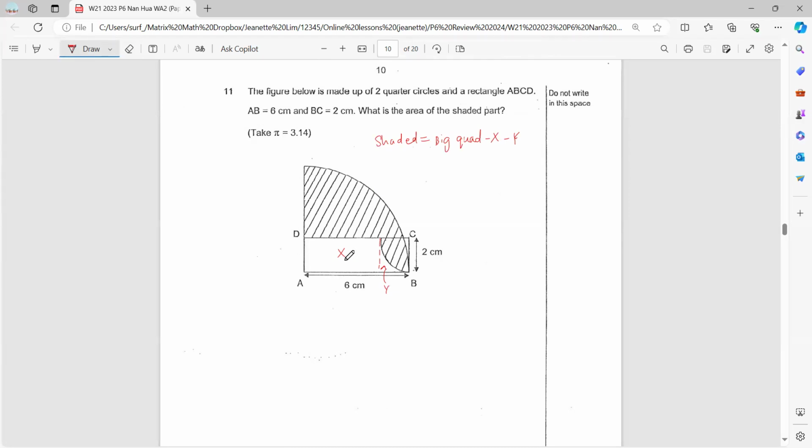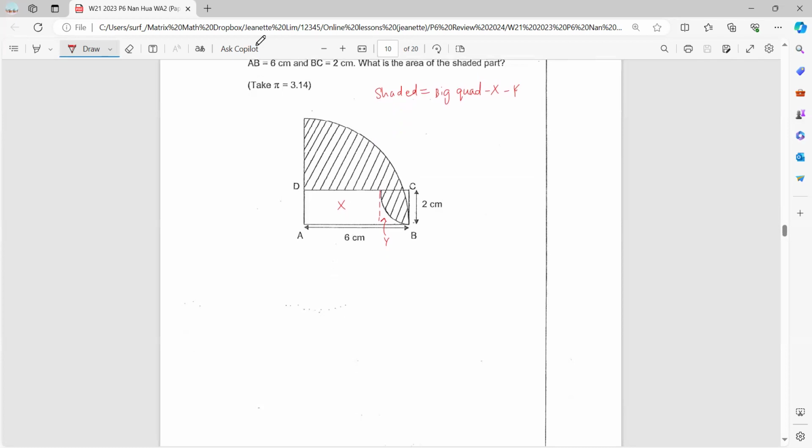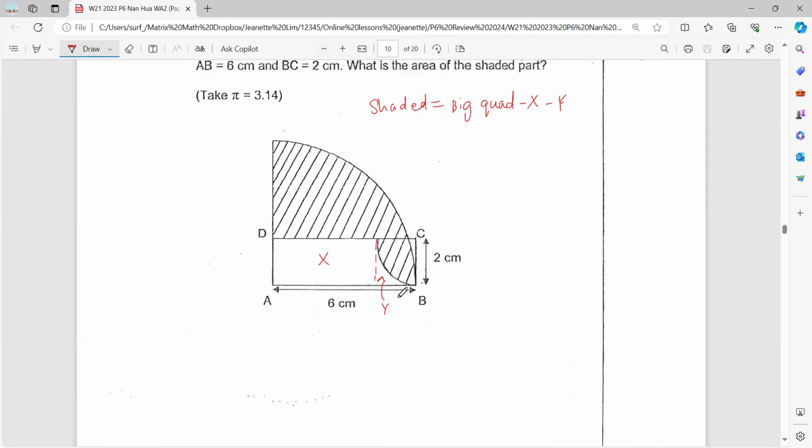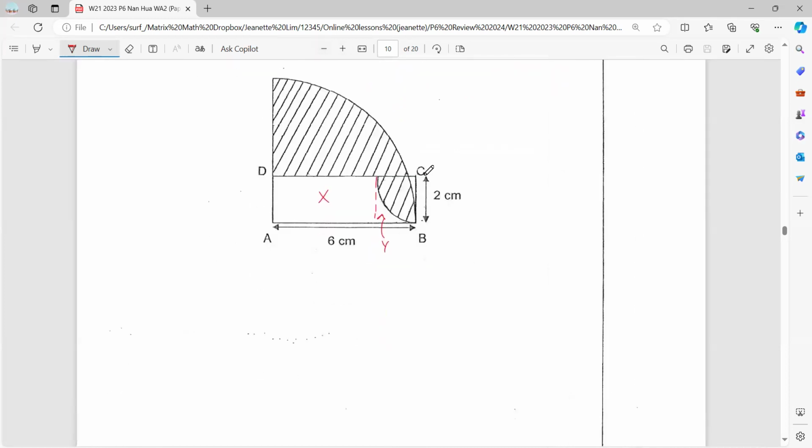Let's find X and Y. X is a rectangle. Now, take note of this part here, right? This part here is actually a square. Because the radius is 2, then the radius of this quadrant here is also 2. So this gives you a square. So what is the length of this part here? So 6 minus 2 equals 4. So this part here is 4.